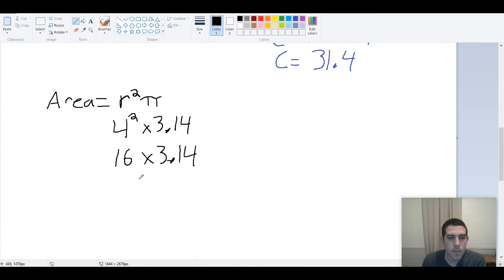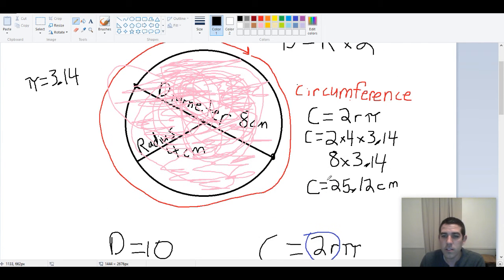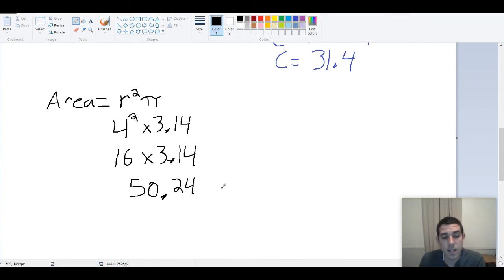50.24. And so you see it was 50.24. You see the area was larger than our circumference. The area is going to get a lot bigger depending on how big the circle is. A large circle will have a large area.